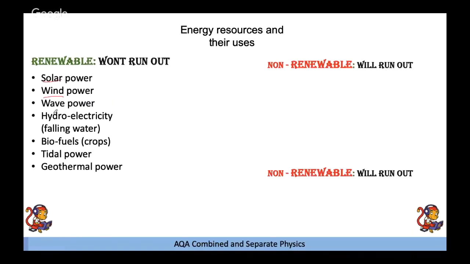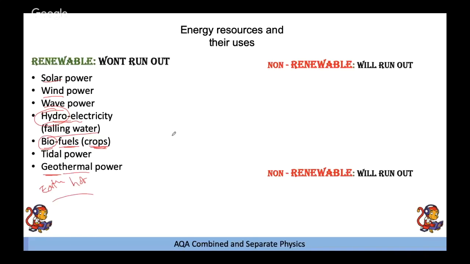Solar power, wind power, wave power, hydroelectricity. If you're not sure what that one is, hydro is kind of like a Greek word for water. That's falling water, so damming up rivers. Biofuels, bio meaning living things, so it's crops and wood. Tidal power, that's our tides going in and out twice a day based on the moon that goes around our planet. And geothermal, geo meaning earth, and thermal meaning hot. So this is hot rocks under the ground.